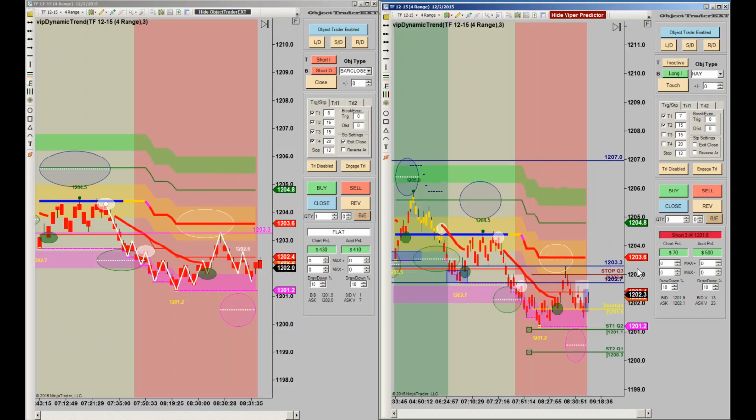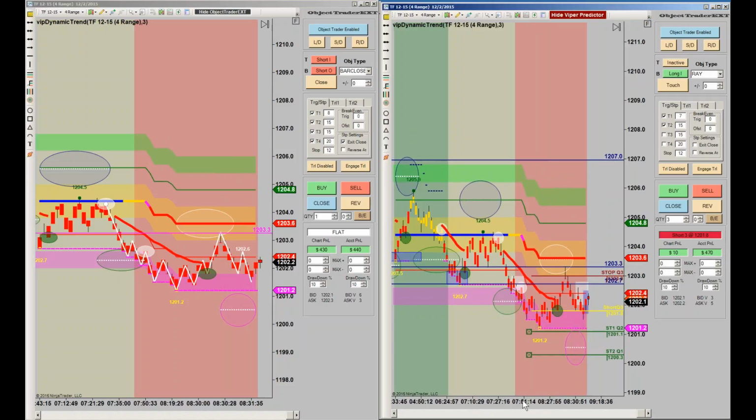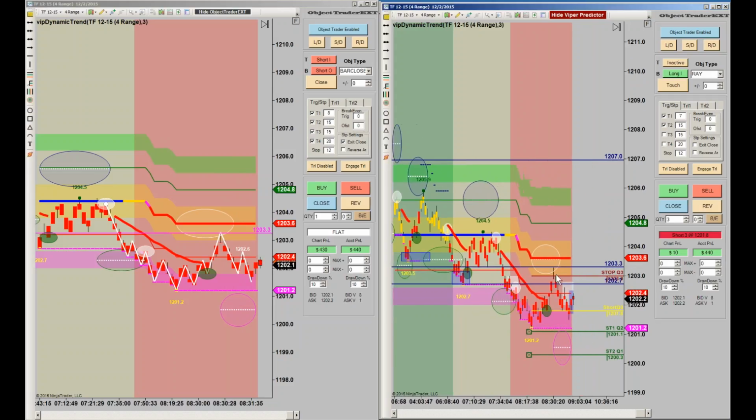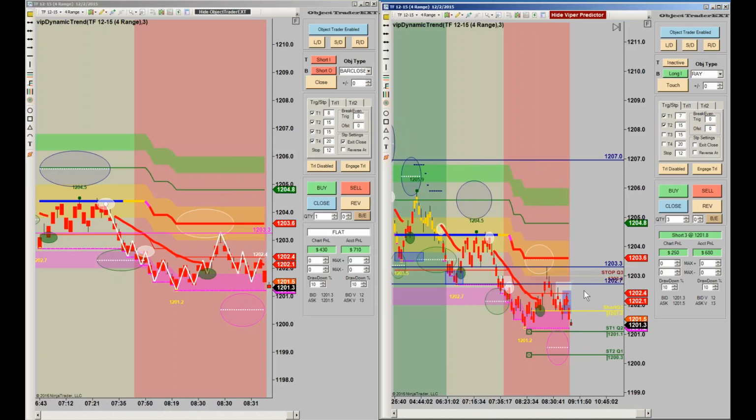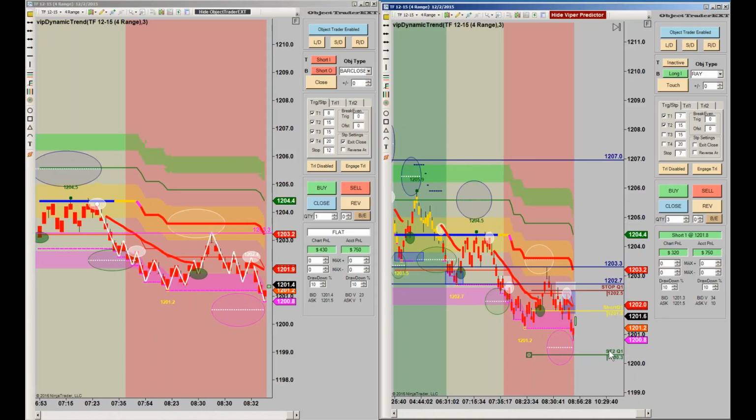First target's going to be at the ellipse. See how that hit perfectly though? If you diagnose your charts, you draw on your charts and you'll find that they will come back to where they've been. Now we're going to bring our stop right across there. Okay, we could ride our runner, right?